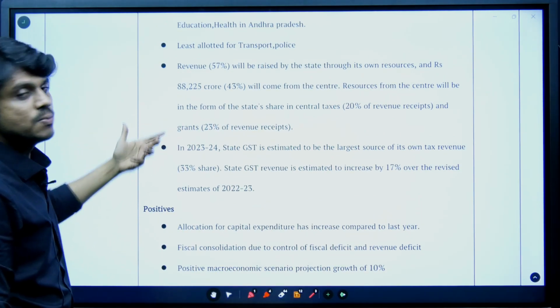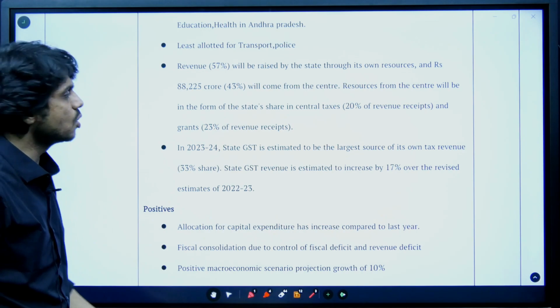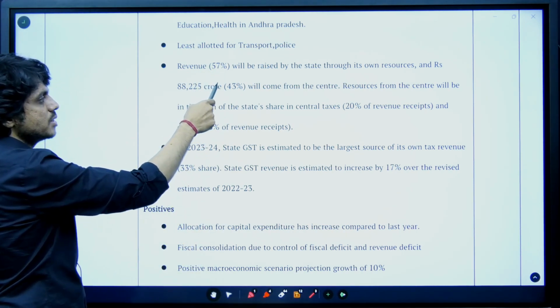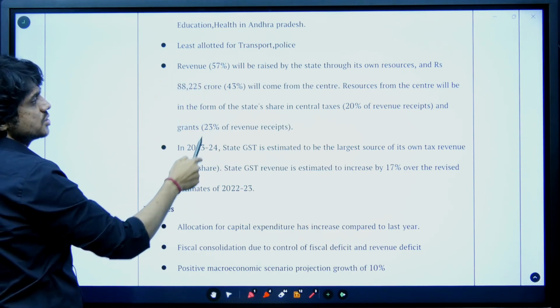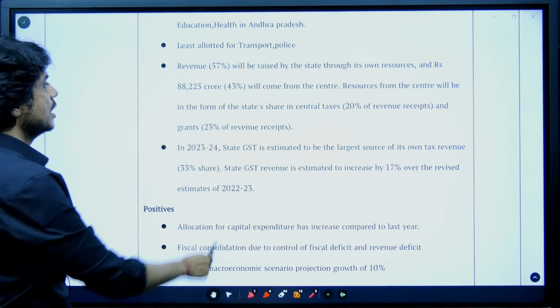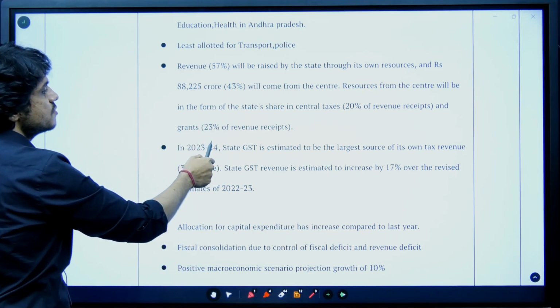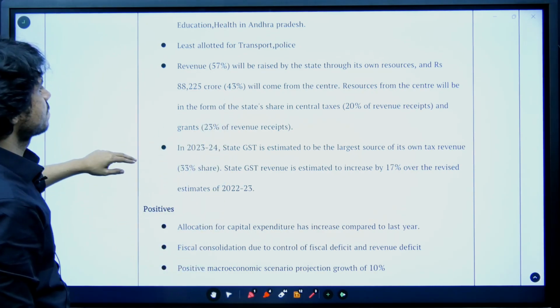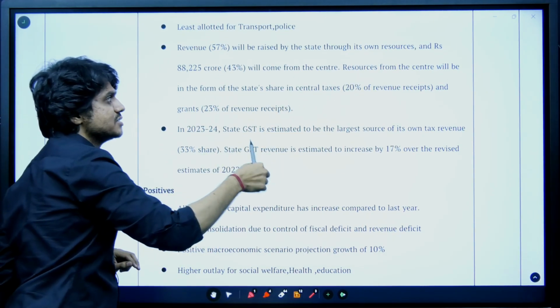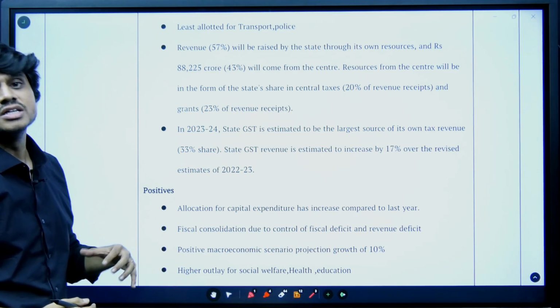Let's say if 100 rupees is being raised by the Andhra Pradesh government, 57% of the money is coming from its own resources, and 43% is coming from the central government. In that 43%, 23% is coming in the form of grants. Another 20% is coming from the state's share in central taxation.